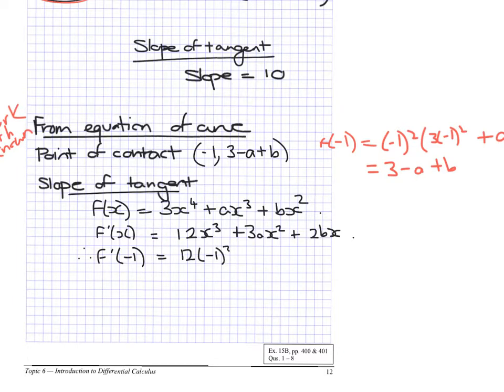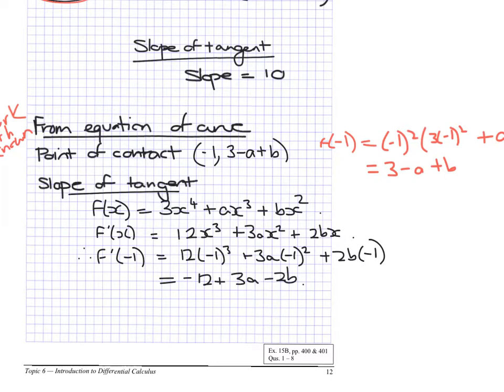So therefore f dash of -1, to actually find the slope, we're going to substitute in -1, and we're going to get 12 by -1 cubed plus 3a times -1 squared plus 2b times -1. So that gives you -12 plus 3a take 2b.